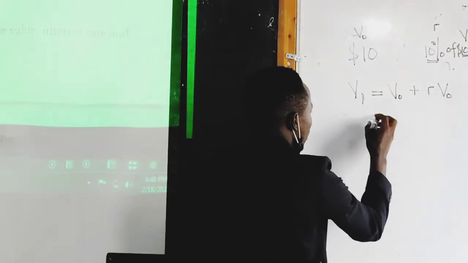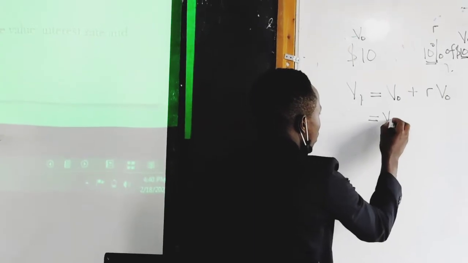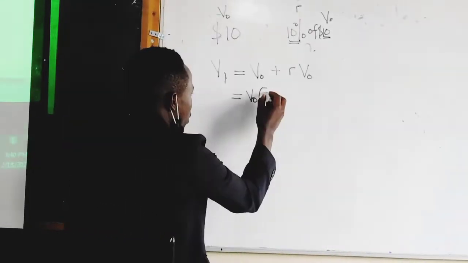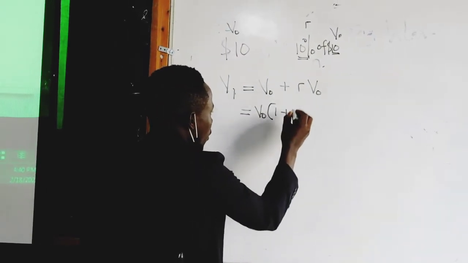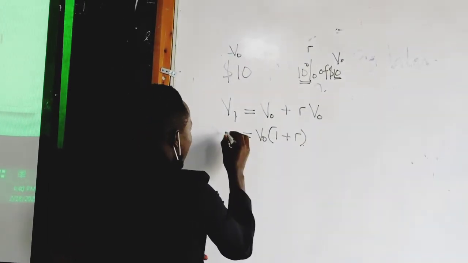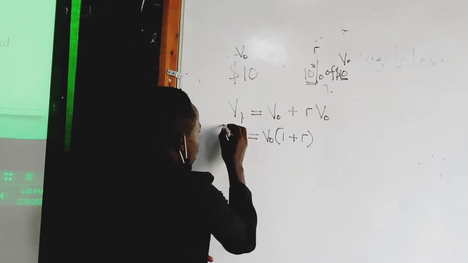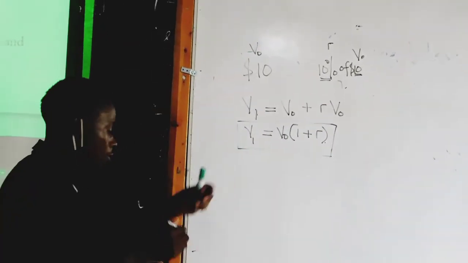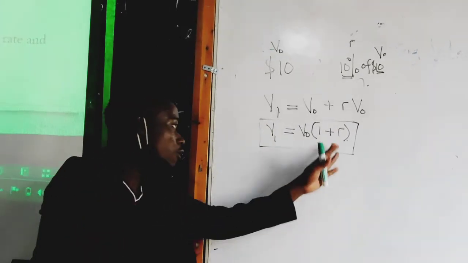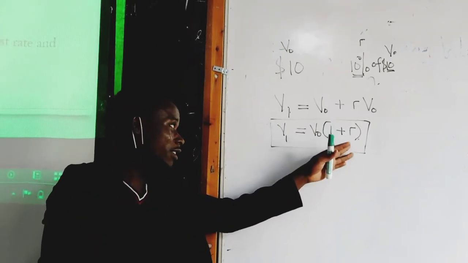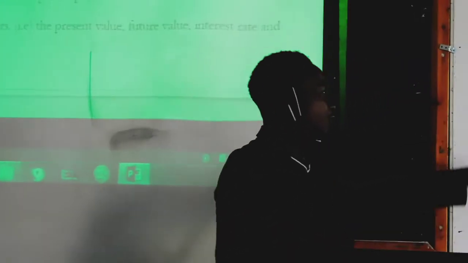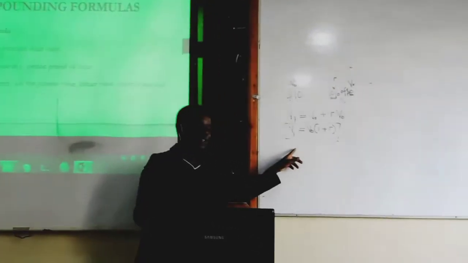You can factorize out V naught, and then if I factorize out V naught, here I shall name it 1, and then this will be R, then this will be V naught, rather than V1. So it means that after 1 year, you give me this amount of money. This is just mathematics, and this is the general formula for single payments. For single payments, it is V naught, V1, which is the future value.